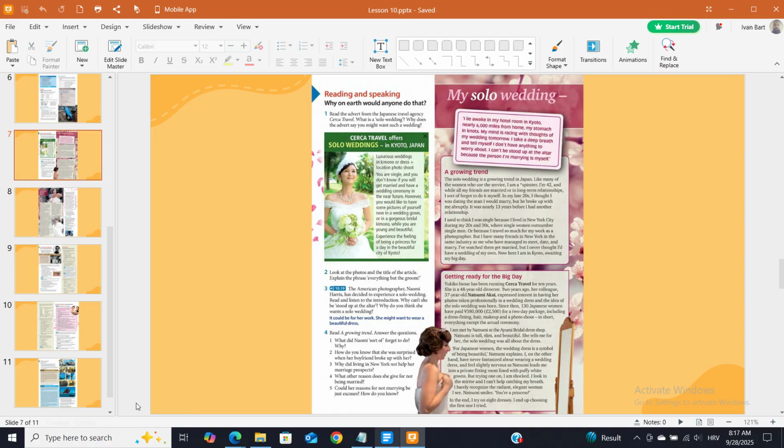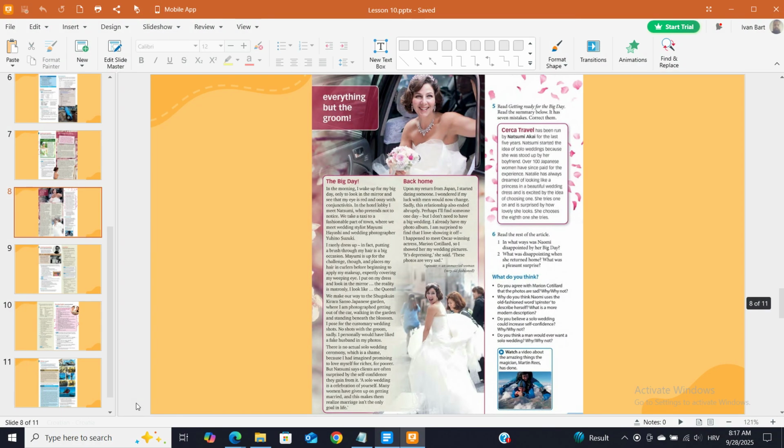In the morning, I wake up for my big day, only to look in the mirror and see that my eye is red and oozy with conjunctivitis. In the hotel lobby, I meet Natsumi, who pretends not to notice. We take a taxi to a fashionable part of town, where we meet wedding stylist Mayumi Hayashi and wedding photographer Yuhino Suzuki. I rarely dress up.